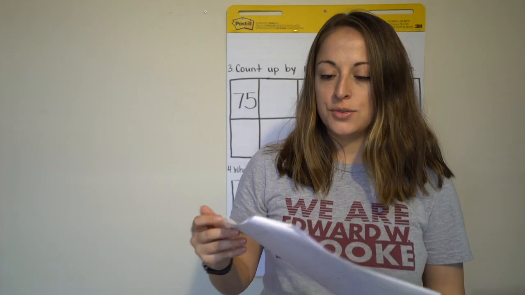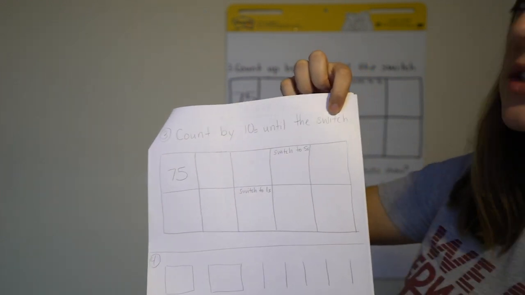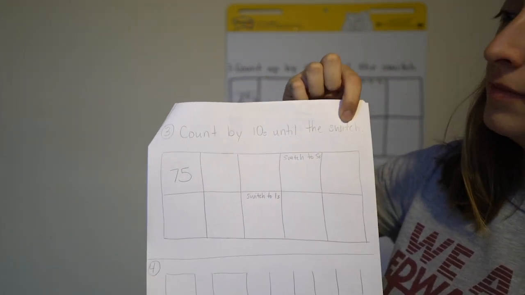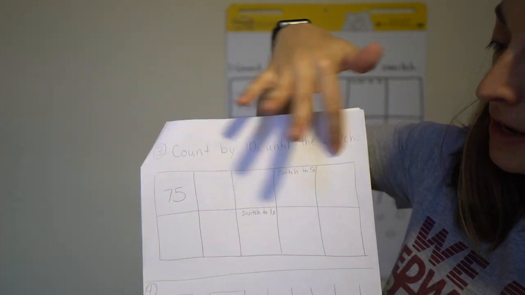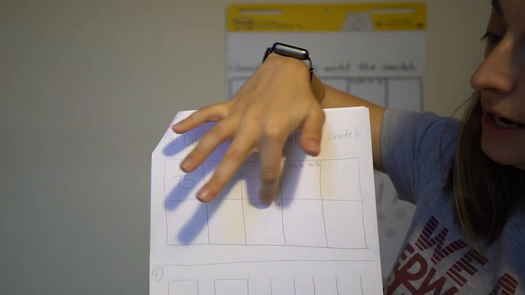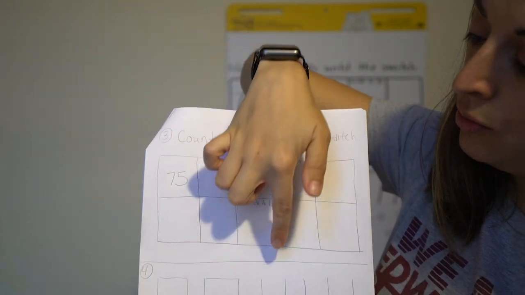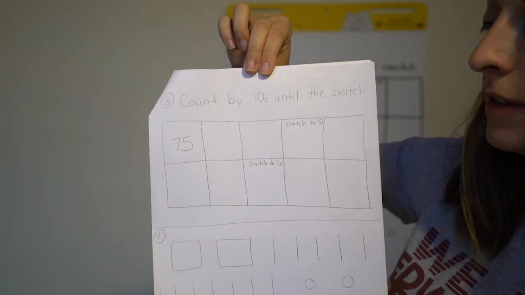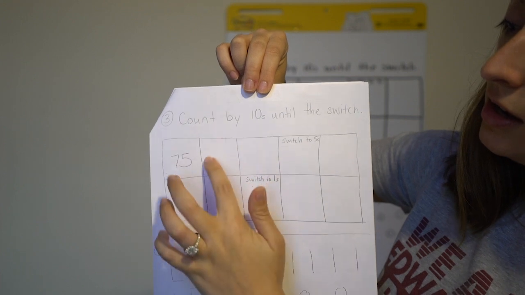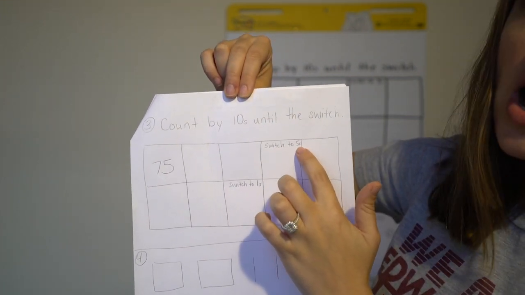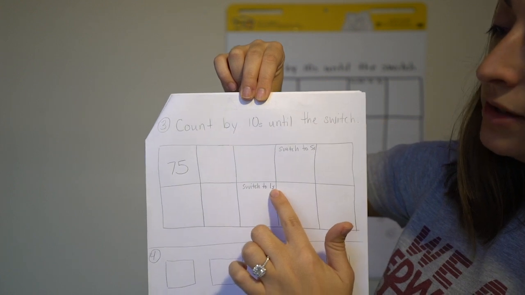Okay, so let's go on to number 3. At the top, you're writing count by tens until the switch. You're drawing a big rectangle with a line right in the middle. Then you're drawing 4 lines up and down. 1, 2, 3, 4. In that first box, you're writing 75. In the fourth box, you're writing switch to 5s. And below on the third box, you're writing switch to 1s.